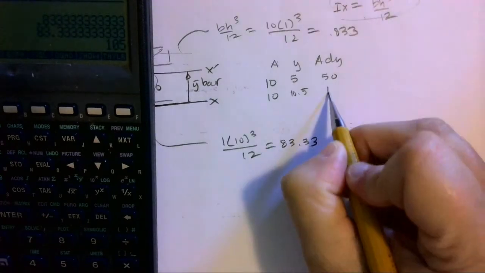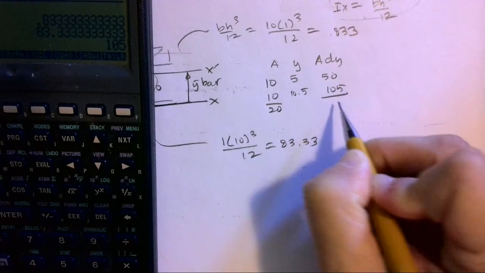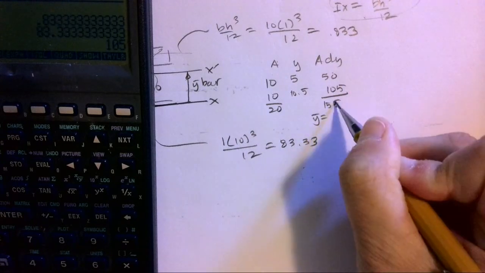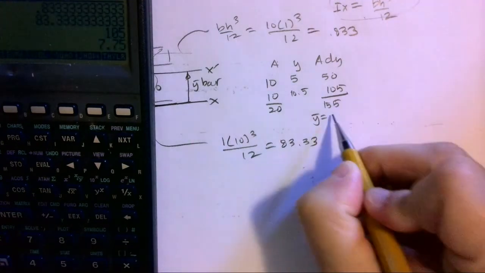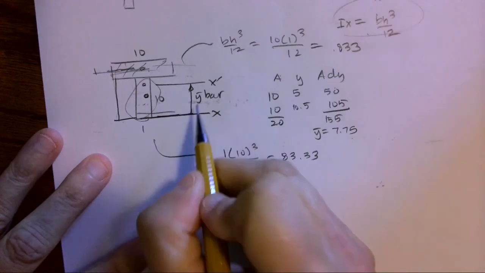105. So if I add my areas, I get 20. If I add this, I get 155. So y bar is ΣAy divided by ΣA. So I have 155 divided by 20, and I get 7.75 inches. Okay, so I now know that this is 7.75 inches.